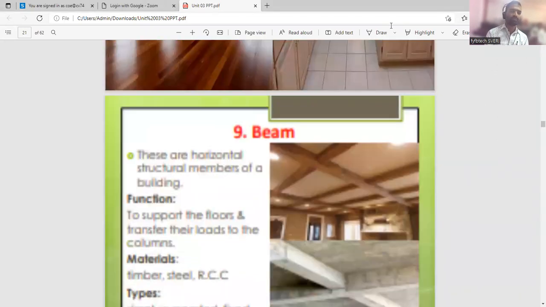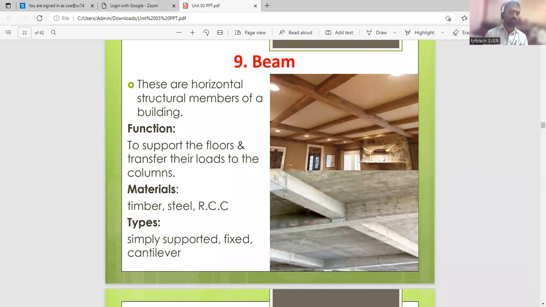Next types of floors. Next one is beam. Yes, read on the beams. These are horizontal structural members of a building. Then function. To support the walls, floors. To support the floors and transfer their loads to the columns.